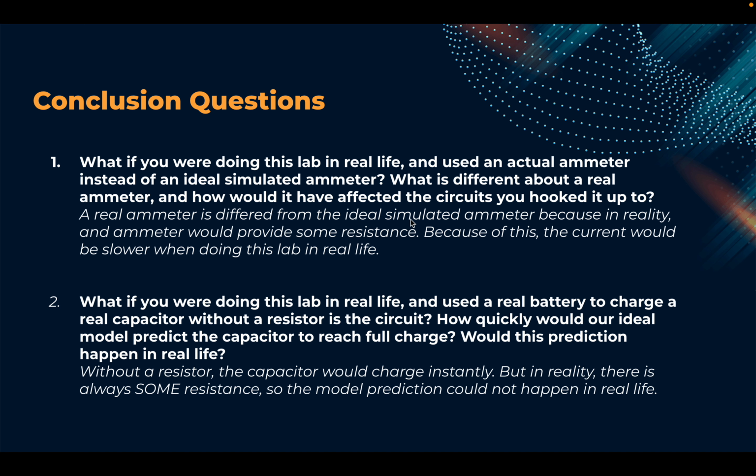Moving on to the final conclusion questions. For the first question, I said that a real ammeter is different from the ideal simulated ammeter because in reality, an ammeter would provide some resistance. Everything provides some resistance, right? So you can't have something that doesn't provide any resistance at all. Because of this, the current would be slower than in the simulation. That leads into the second question, with a similar answer.